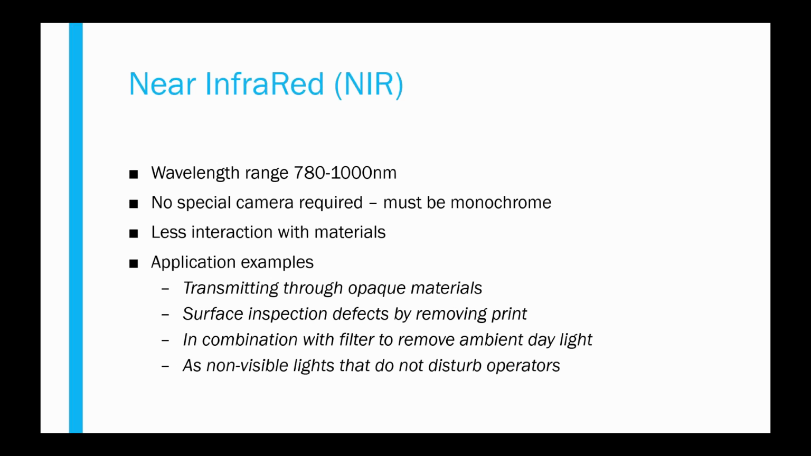So when using IR light, it is even possible to look through an object. So that's one application example of transmitting through opaque materials that typically a standard visible light will not be able to do. We can also use it, as I mentioned before, as a surface inspection to remove print and see if there's any scratches, anything like that, where the text or the print on the object might cover that up. We've also been able to use it in combination with the filter to kind of remove ambient light or ambient daylight because of the higher wavelength.